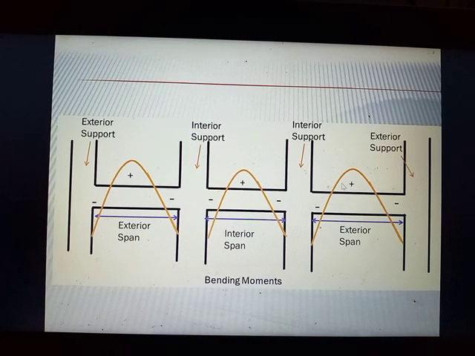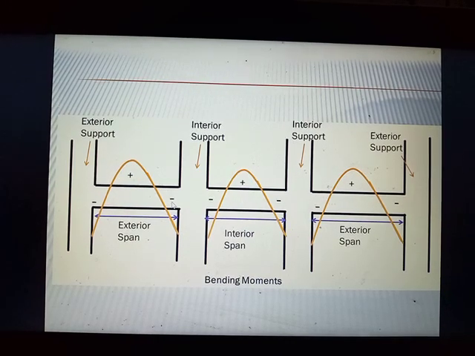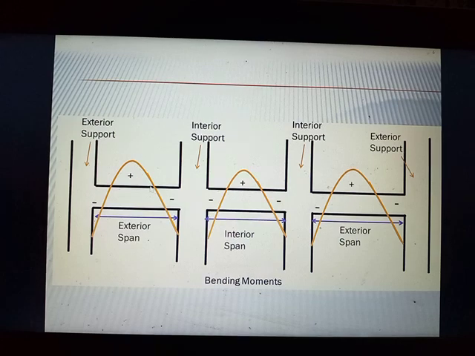This is positive and this is positive, and those near the supports, either on the exterior or interior sides of your supports, those intersecting the supports, the signs of those moments are negative.